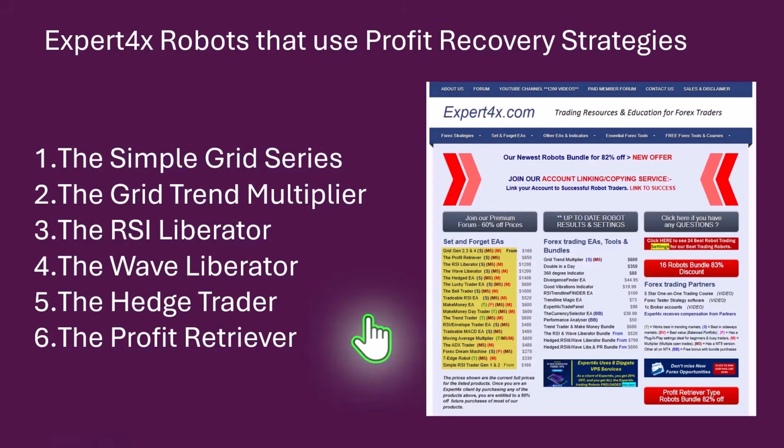Now here's a list of the robots that we supply at Expert4x that use profit recovery strategies, and I'll just go through them. The simple grid series, the grid trend multiplier, the RSI liberator, the wave liberator, the hedge trader, and then the profit retriever. Here is a picture of our webpage, expert4x.com, and here you can see all the EAs listed, and you can just go and click on each of the EAs mentioned for more information.